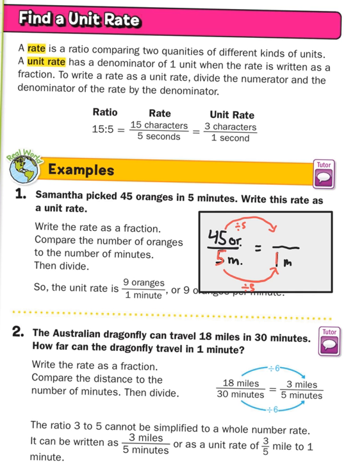So I have 45 divided by 5 is 9. So my unit rate is 9 oranges per minute. That's the answer. And you could also write that 9 oranges per minute. Okay? Now we'll go to another example.